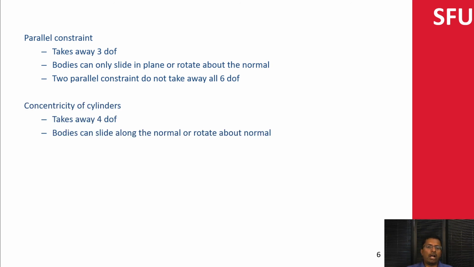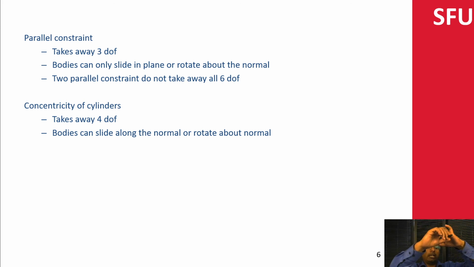If we look at concentricity, it takes away 4 degrees of freedom. The reason is, if I make my hole, this is a cylinder. What I'm taking away are the 2 translational, so that's 2, and then this rotation and this rotation. So I'm actually taking away 4 degrees of freedom.